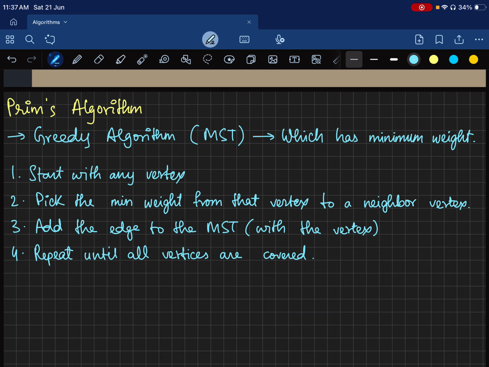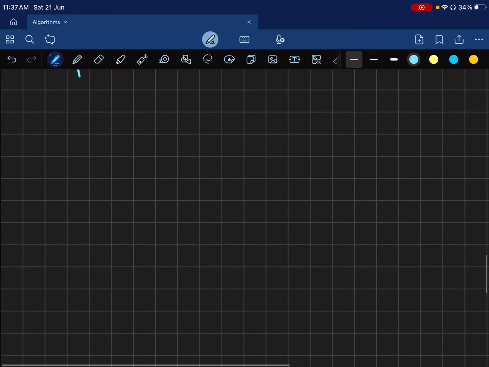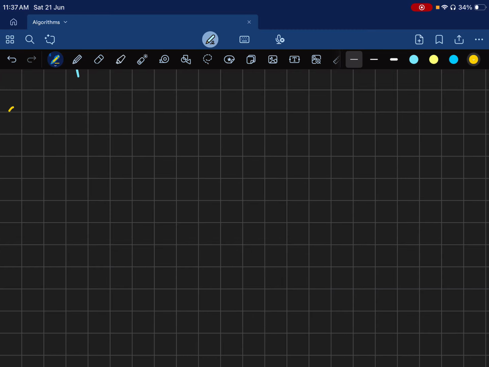So what we're going to do is take a sample graph, draw the graph, and then find the MST of that graph using Prim's algorithm. So for that, let's take the question. The graph is given as follows. We have 5 points.